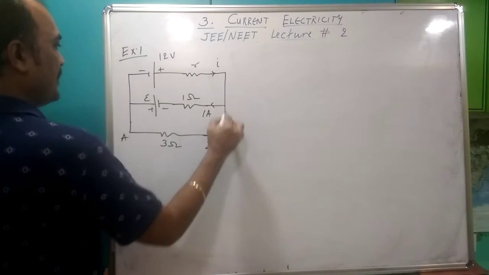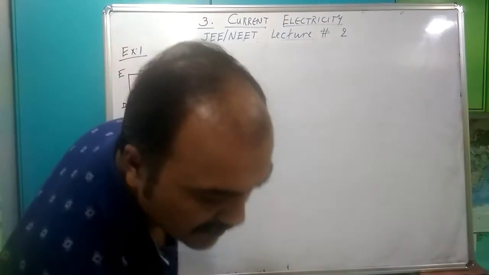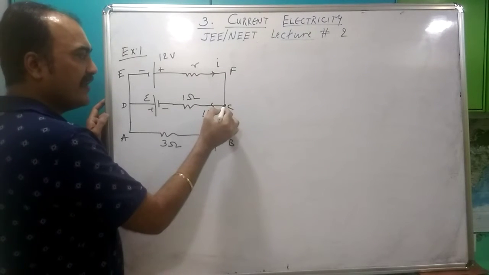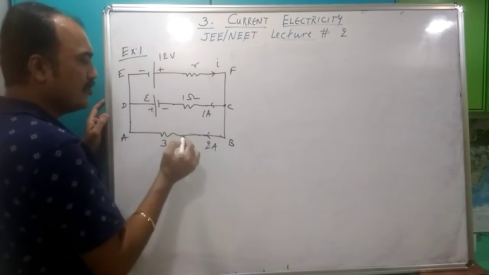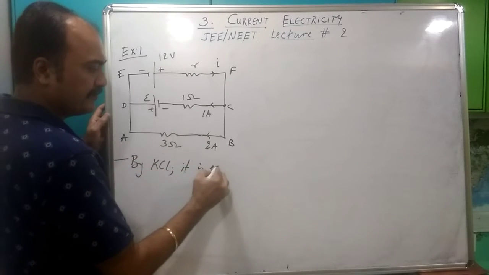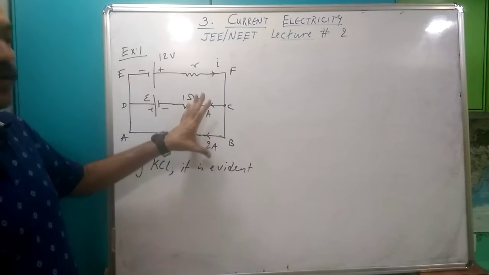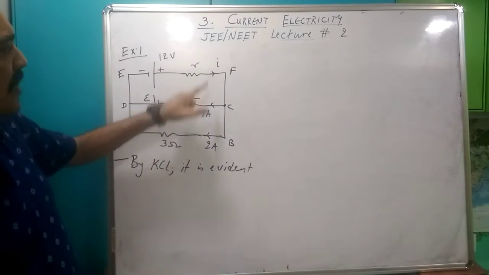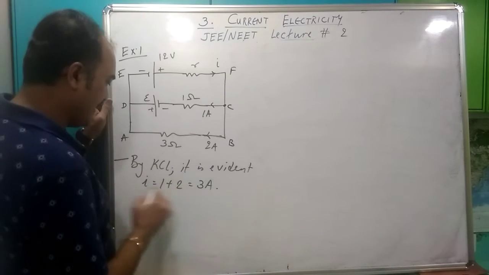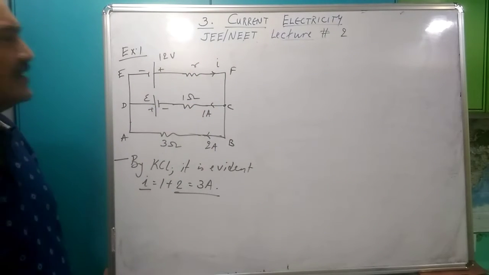Let me name the circuit A, B, C, D, E, F. Now, first thing, by Kirchhoff's law, can you see this current I is coming here, and it is being divided into two parts, 1 amp and 2 amp. So by Kirchhoff's current law, it is evident that the 1 and 2 ampere have separated from I. So what would be the total of 1 and 2 ampere? Wouldn't it be I? So I is 1 plus 2. That would be 3 amp. So my first shot was I is equal to 3 amp.